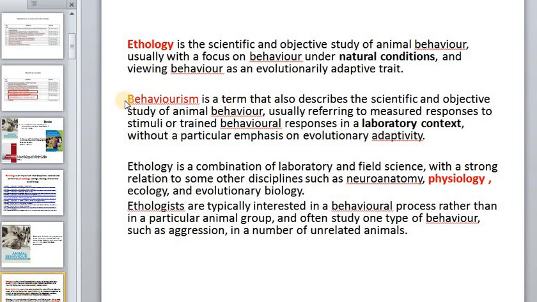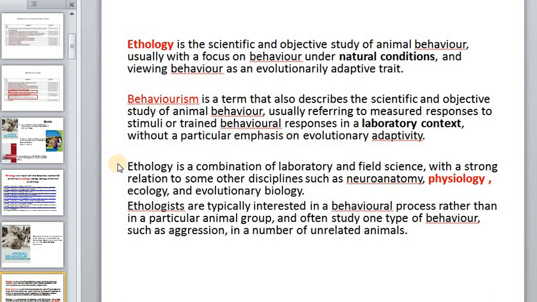And here we see behaviorism is a term that also describes the scientific and objective study of animal behavior, usually referring to measured response to stimuli or trained behavioral response in a laboratory context. So we have two sciences, ethology and behaviorism, studying in a laboratory context and in natural conditions in nature.